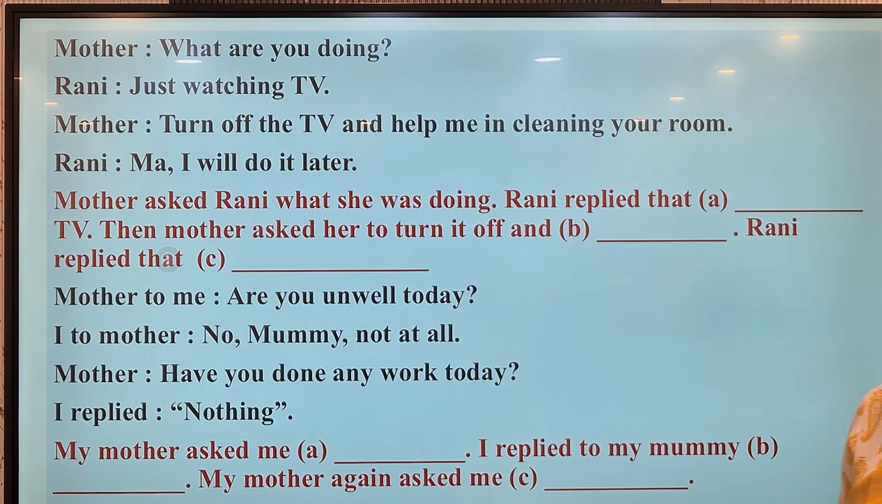Now there are more examples here. What are you doing? Rani says, just watching TV. Mother says, turn off the TV and help me in cleaning your room. Rani, Ma, I will do it later.